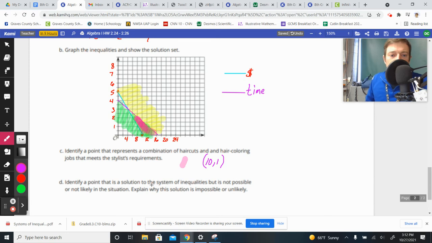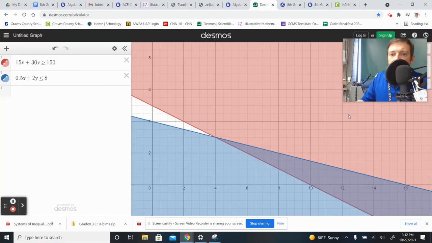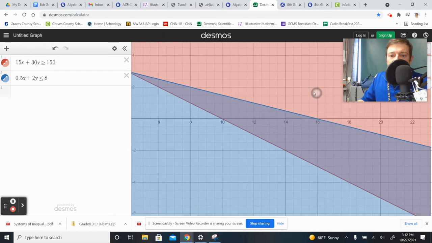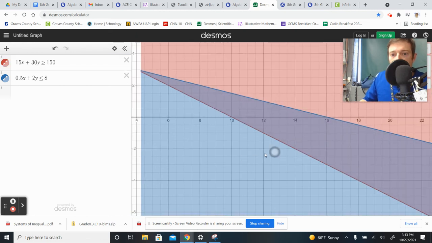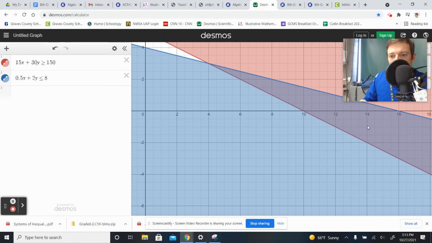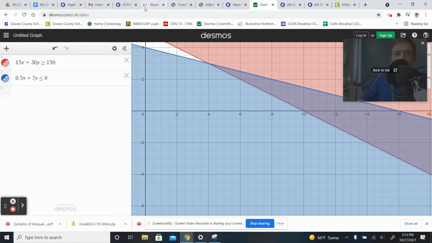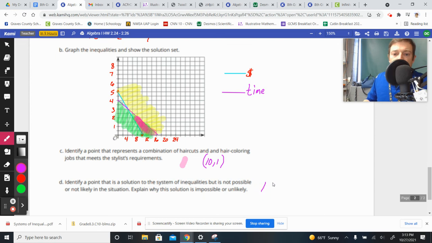Identify a point that is a solution to the system, but is not possible or not likely in the situation. Okay, I'm going to go to this for this answer because a technical solution to this would be 14 haircuts and -1. Negative right here at 14 and -1 would be a solution. So I'm going to pick that one. So 14 and -1. That is a solution. It would land right down here.